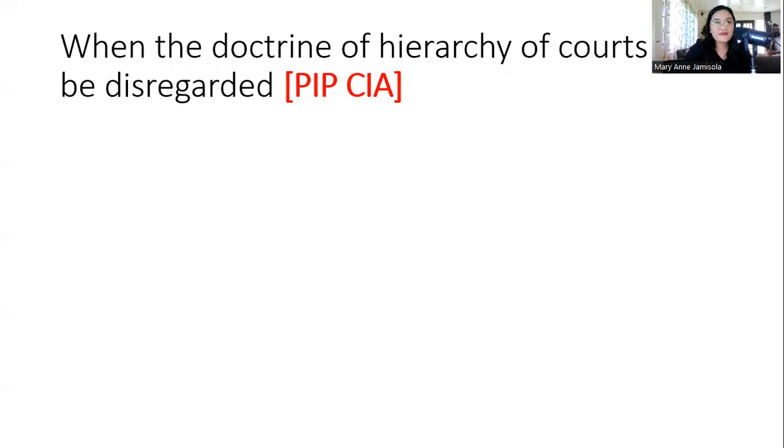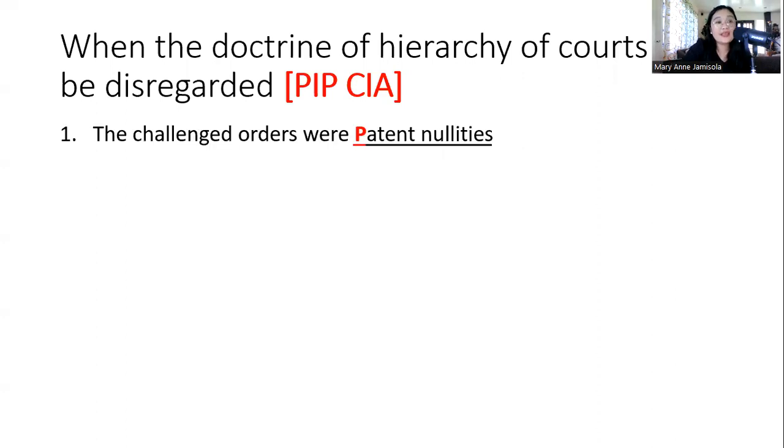So, we have this mnemonic, ako adin nga mnemonic. Kanus-a ka dili pwede, kanus-a ka pwede mo shortcut? Kung ni-naay PIP si CIA. Kung ni-PIP si CIA, okay. So P, the first P is patent nullities.